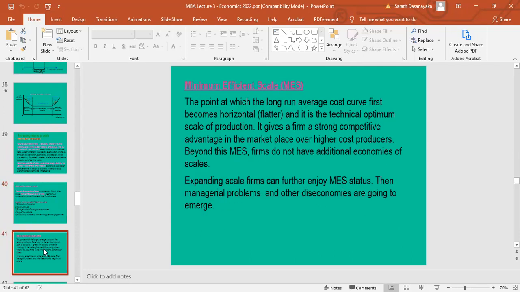You do that business. And the minimum efficient scale, in business economics we are heavily talking about this one. It is the point at which the long run average cost curve first becomes horizontal or flatter, and it is the technical optimum scale of production. It gives firms a strong competitive advantage in the marketplace over higher cost producers. Beyond this minimum efficient scale, firms do not have additional economies of scale. If they expand further, then managerial problems and other diseconomies are going to emerge. So the minimum efficient scale is a very good concept.